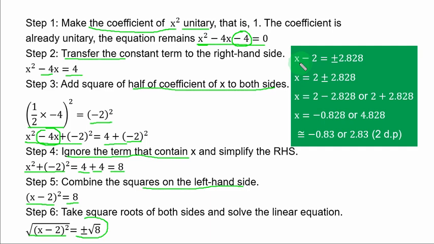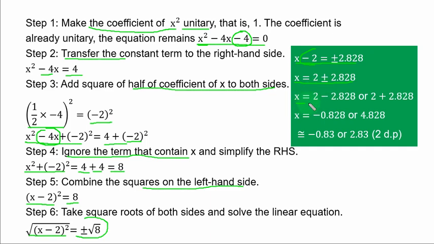You are left with s minus 2 equal to plus or minus root of 8, which is 2.828. So you solve the linear equation. First, you transfer minus 2 to the right hand side. It becomes plus 2. The plus or minus term is always in the middle, so the 2 you transfer comes first. So you have s equal to 2 plus or minus 2.828.